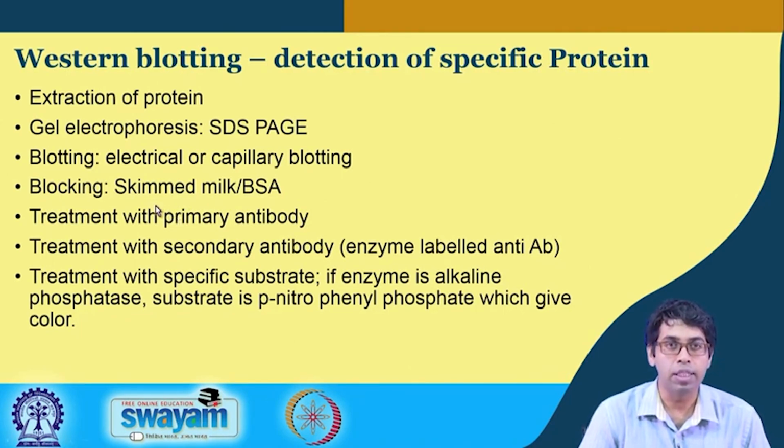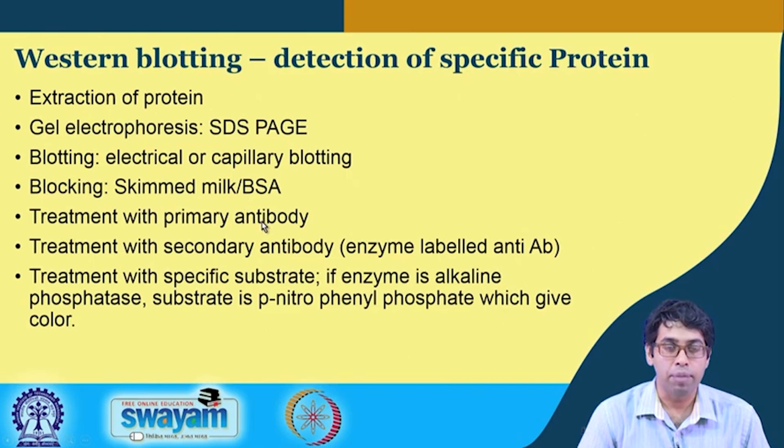And then we treat this membrane with a primary antibody. This is the key in case of Western blotting. This is just like the probe that we have seen in case of Southern blotting and Northern blotting. This primary antibody is designed to very specifically bind our protein of interest. So, it will not bind any other protein, it will bind only our protein of interest.